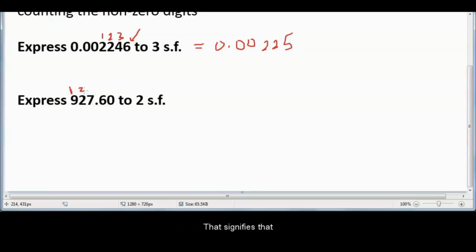That signifies that 927.60 to two significant figures will be 980. For significant numbers before a decimal point, all the number spaces after the last significant figure become 0. Take note.